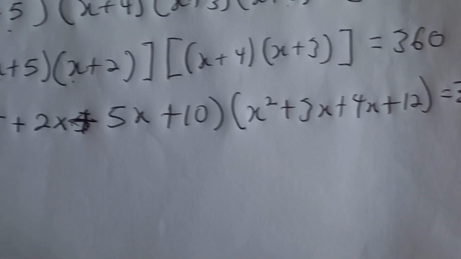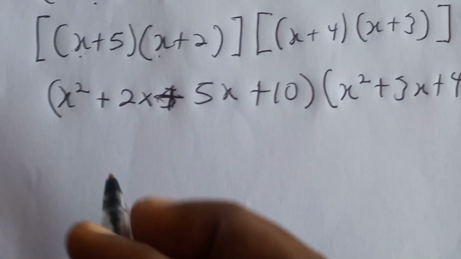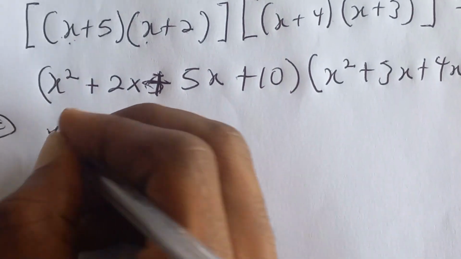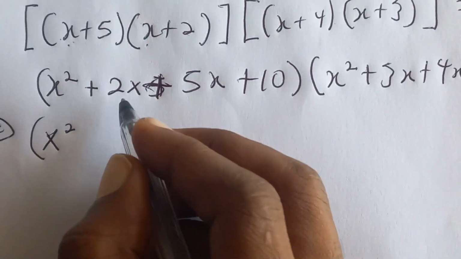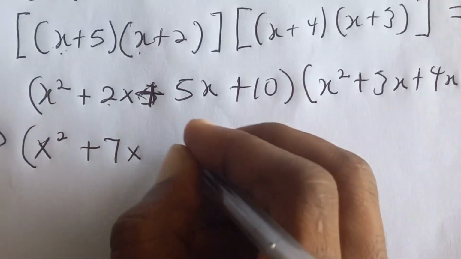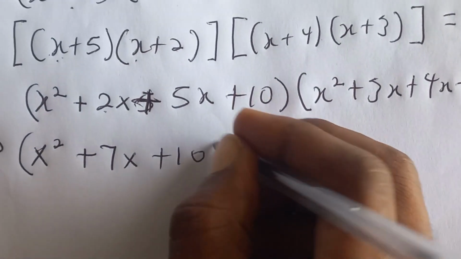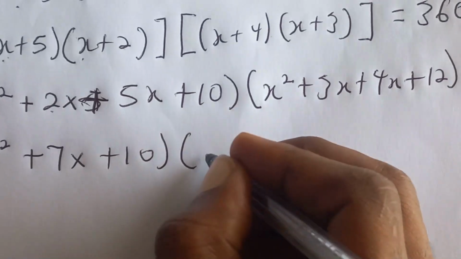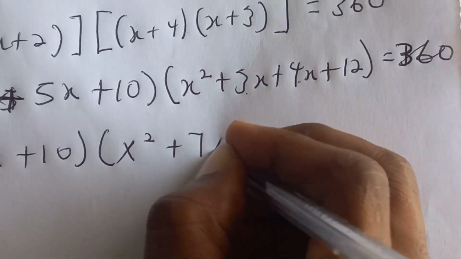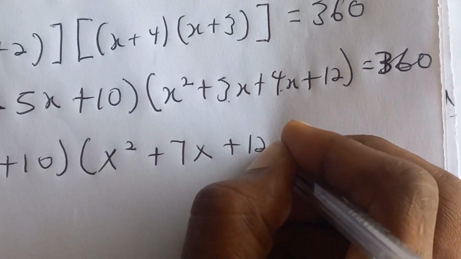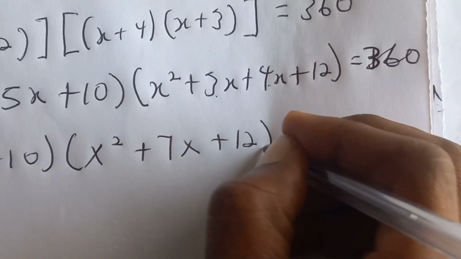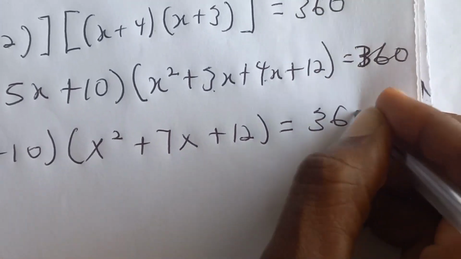Okay, so now when you put this together, we have x squared. This and this will give us plus 7x plus 10. This here too, x squared plus 7x plus 12, okay, which is equal to 360.